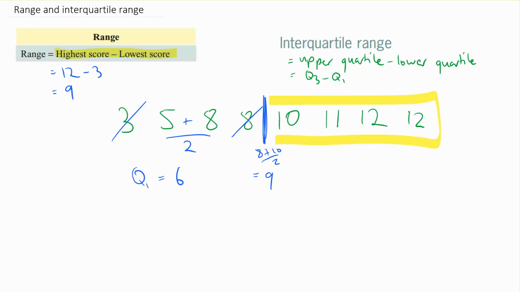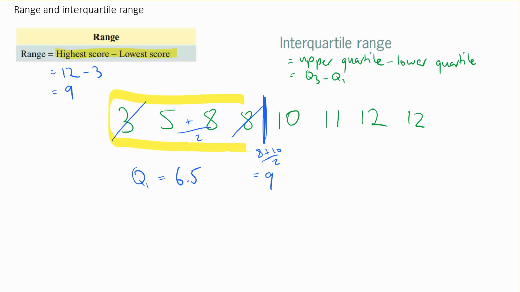And you've just found Q1. So that is Q1, that's the lower quartile. And that kind of sits down here. Okay, so that was 5 plus 8 divided by 2. Now what you want to do is cover up these scores with your hand and calculate the mini median, the Q3, the upper quartile, by finding the median of these scores. 11 plus 12 divided by 2 is 11.5.